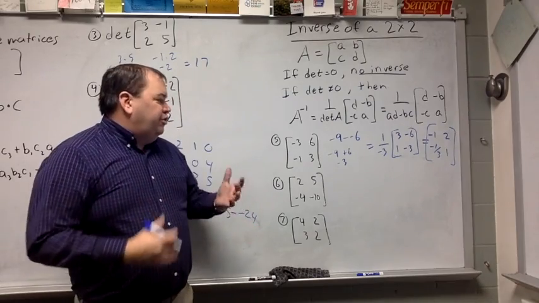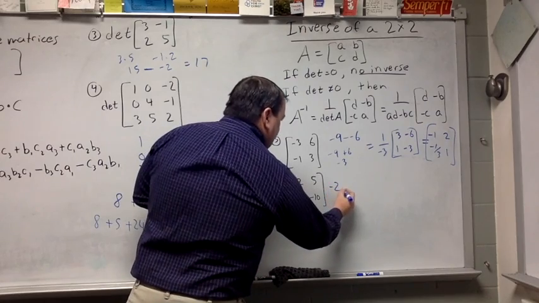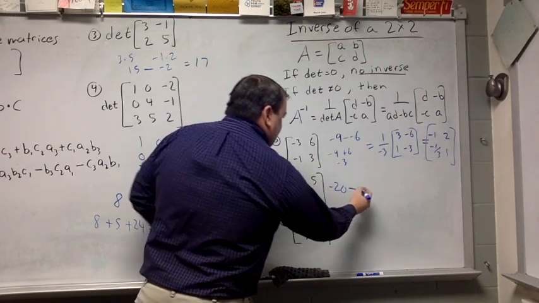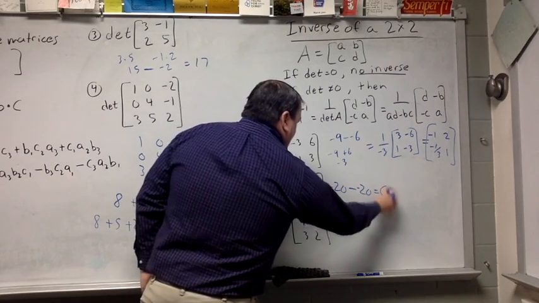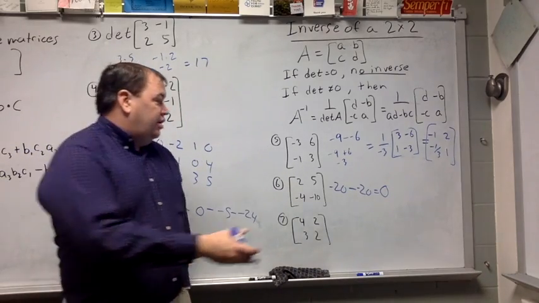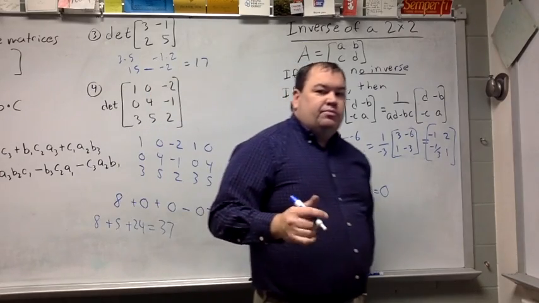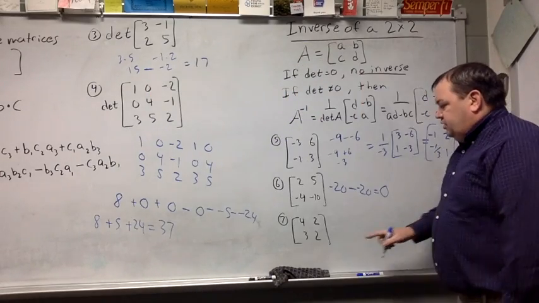We have to remember to do the determinant first. Main diagonal minus this backwards diagonal. I got a 0. There is no inverse. Can't do this one. That determinant told me that right away. Let's take a look at our last example.